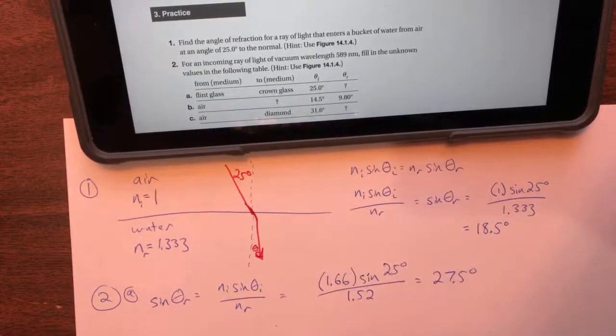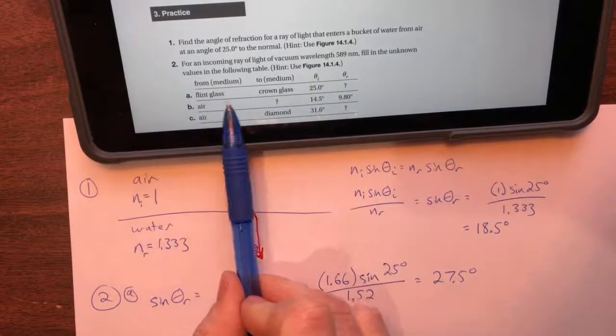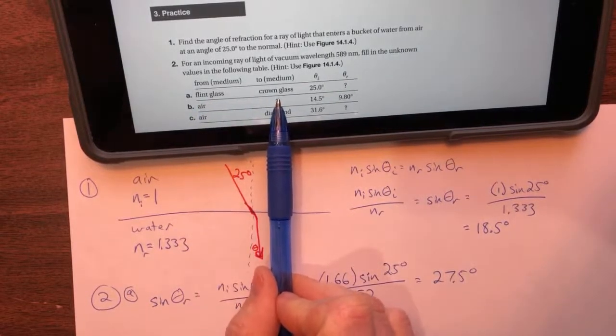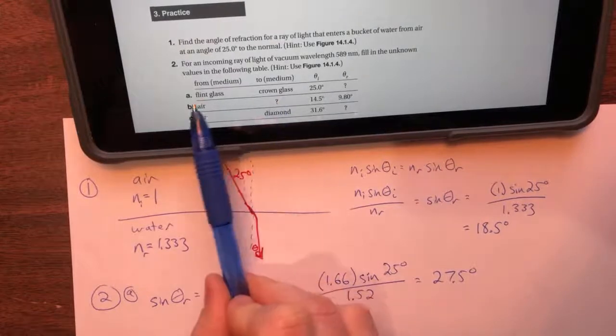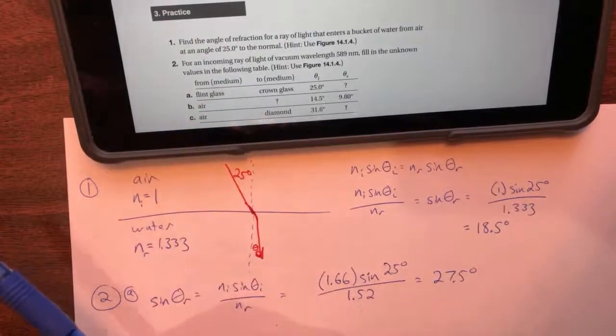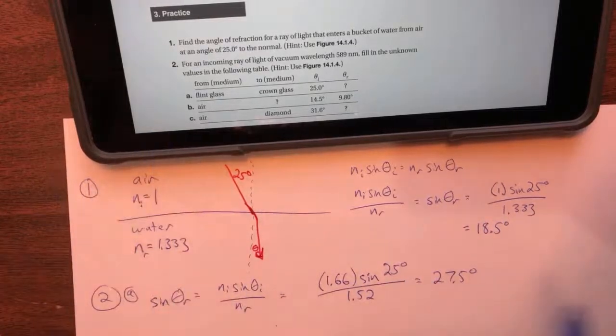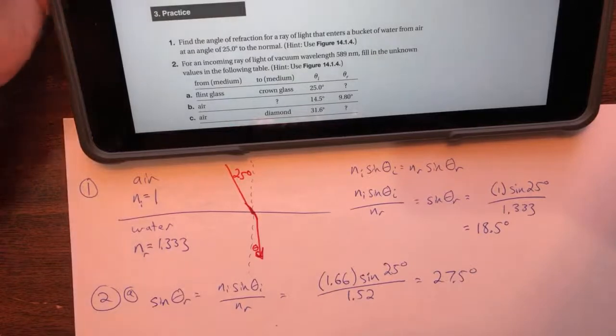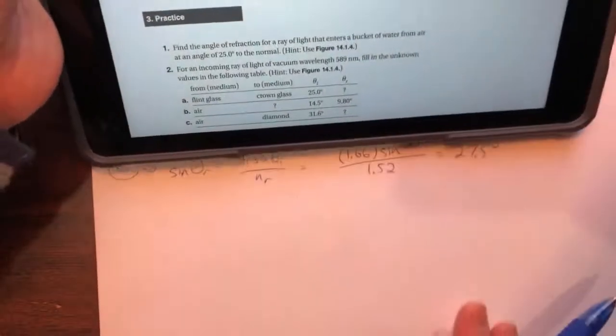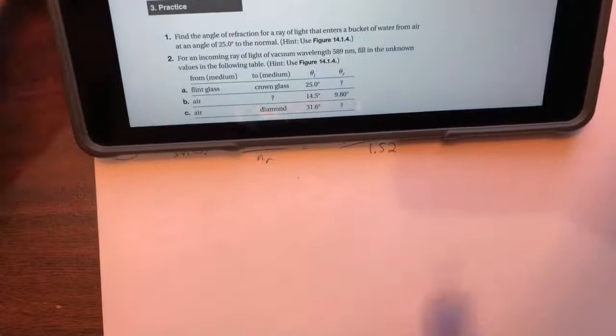Those numbers aren't that different. And that's also going to make sense because flint glass and crown glass are fairly similar. You're not going to expect a big difference for those two. And because you're not going to expect a big difference, we're not surprised that the angle is not going to be that different. So this makes sense, all right? Make sure your answers make sense. It's important for them to be reasonable.